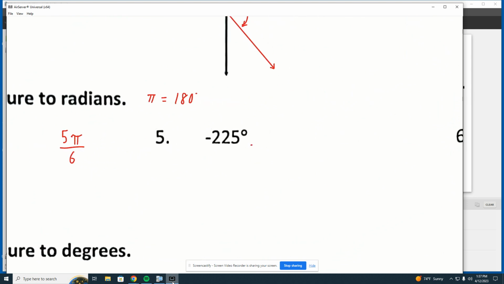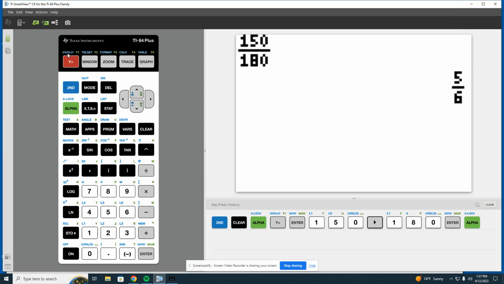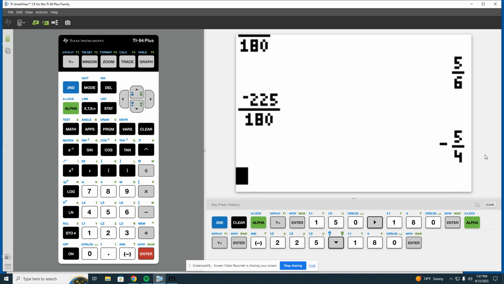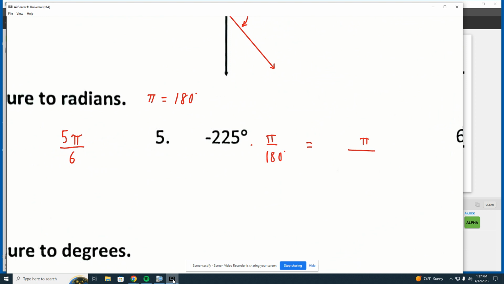Same thing here. We're going to multiply by pi over 180. We're going to do the same thing where we let pi come on over, and our focus becomes negative 225 over 180. Let that calculator do all the reducing for you. So that's negative 5 over 4, and we're going to write that as negative 5 pi over 4.